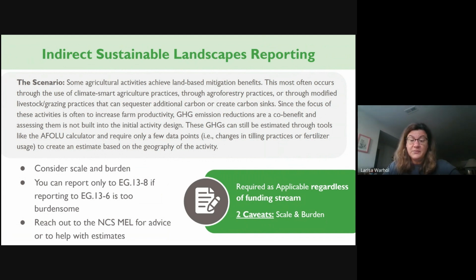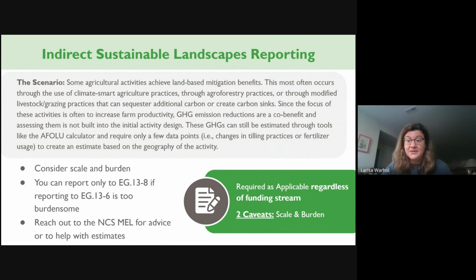I talk to a lot of people about whether their ag activity should be making the effort to report on both EG.13.8 and EG.13.6. And sometimes the decision is made that there's just too much burden for EG.13.6. But even in that case, you can still be reporting on EG.13.8. There is actually also an ag hectares indicator, so it can be data that you're already collecting for the activity anyway, and very easy to transfer that data over to EG.13.8.